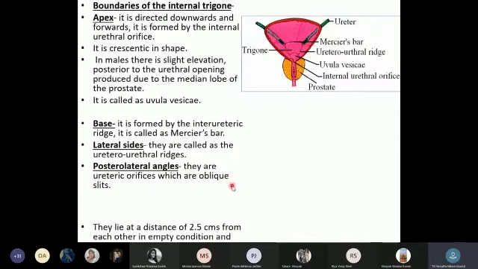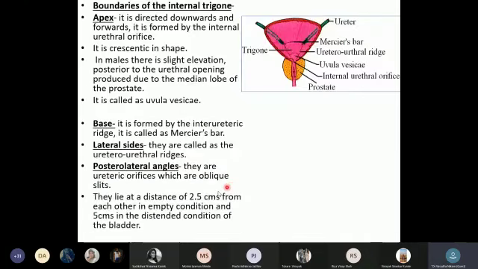You can see here, this is the apex of the trigone. This is the trigone here. This is the apex of the trigone, which is directed downwards, and it is formed by one opening. This opening is called the internal urethral orifice. Roughly, it is crescentic in shape. In cases of males, it may be elevated because of the median lobe of prostate. In such cases, it is called uvula vesicae.